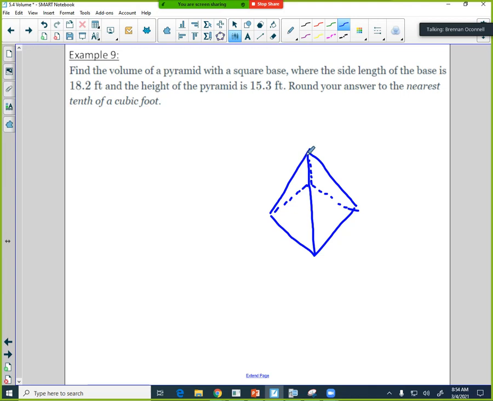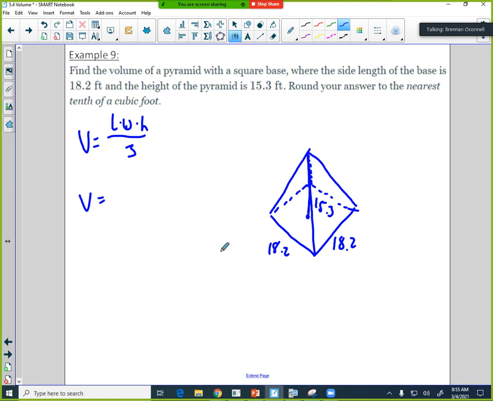And so the side length of the base is 18.2. And it said it's a square base, so that means the other length is 18.2 as well. And the height, if I draw the height downwards, that height is 15.3. And so the volume is just length times width times height divided by 3.